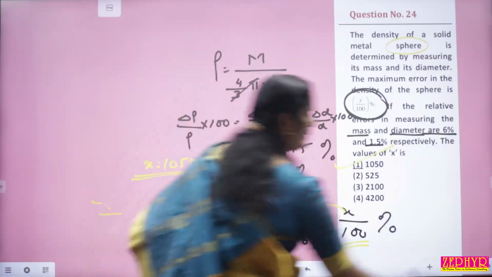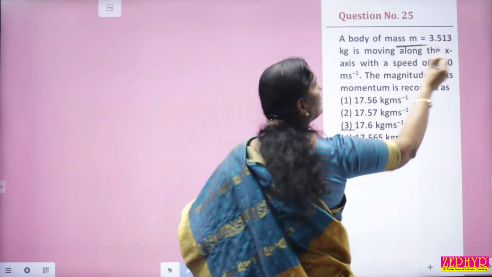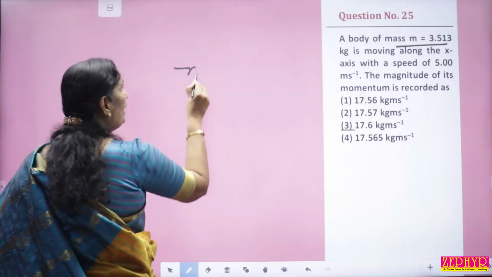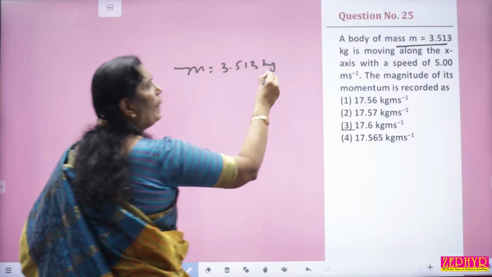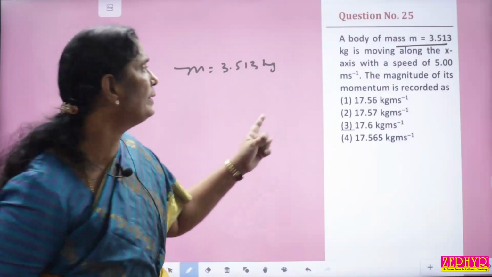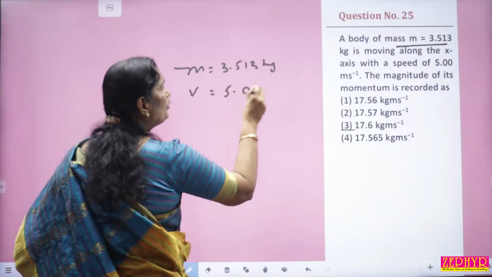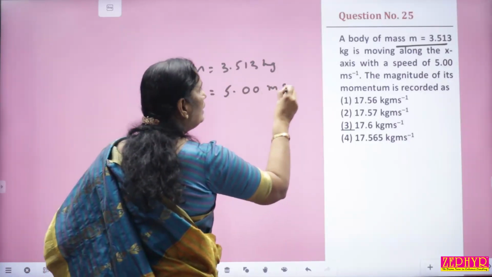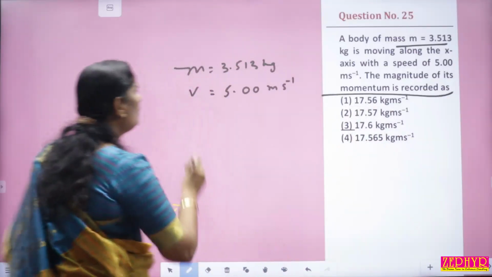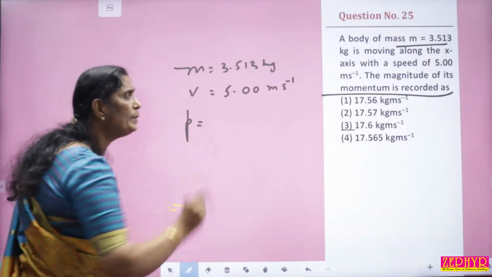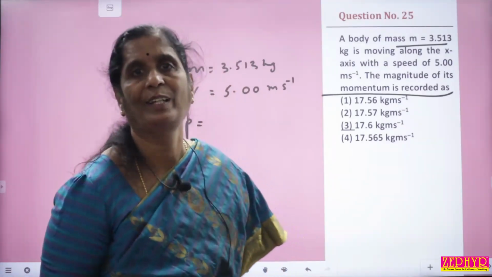Okay, yes. We'll see the next question, students. A body of mass, they have given the mass of the body as 3.513 kilogram, and it is moving along the x-axis with a velocity of 5.00. That 00 is very important. The magnitude of momentum is recorded as. So they want to know the momentum, recorded according to the significant figures.